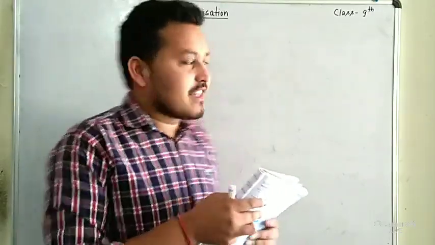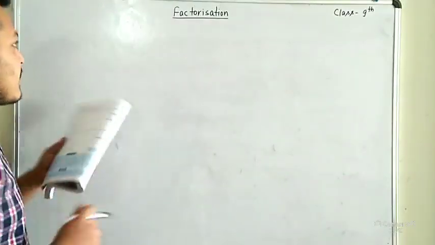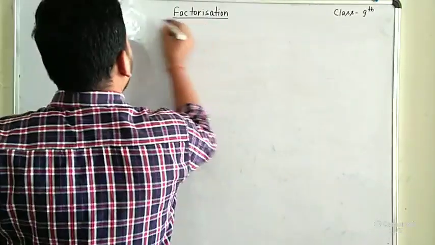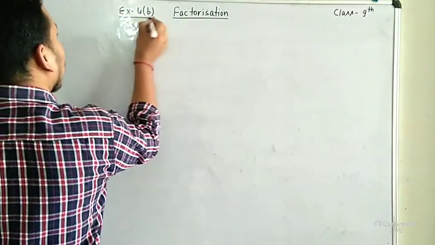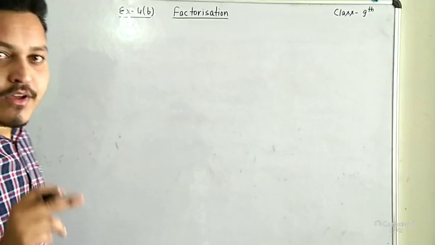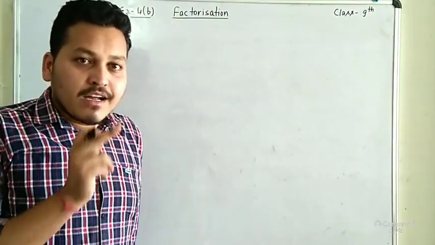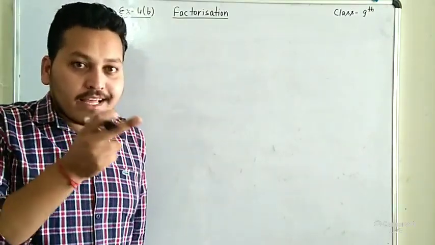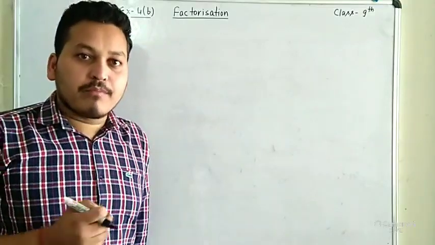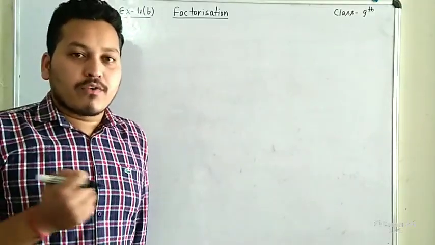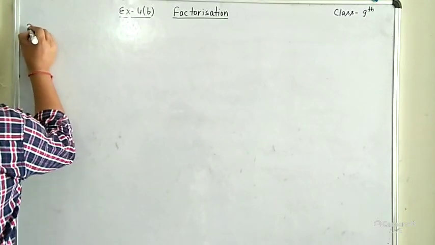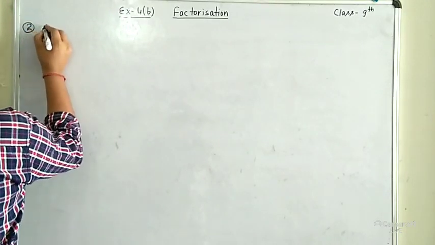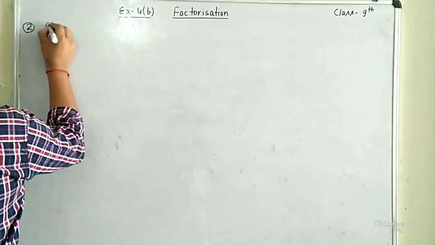And now I am starting the new exercise. This is exercise 4b. Yesterday we had completed our first method, that is, taking the common factor out from the bracket. Now we are studying our second method, that is, factors found by grouping terms.